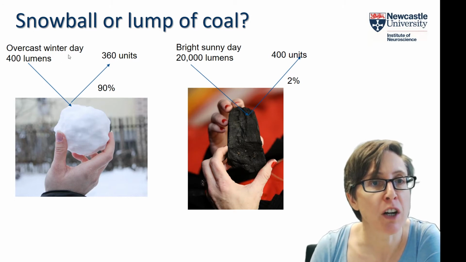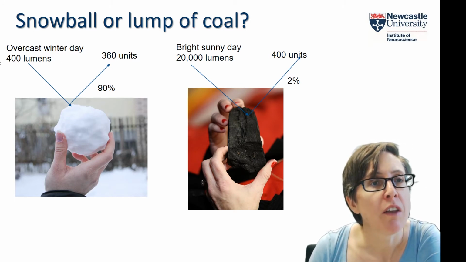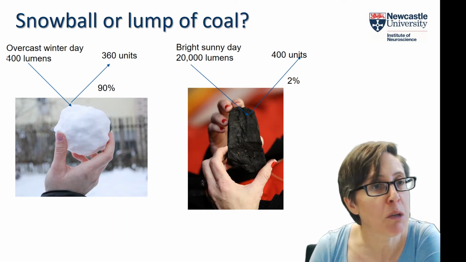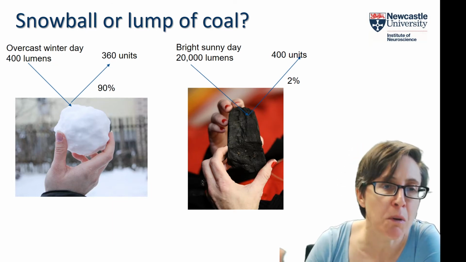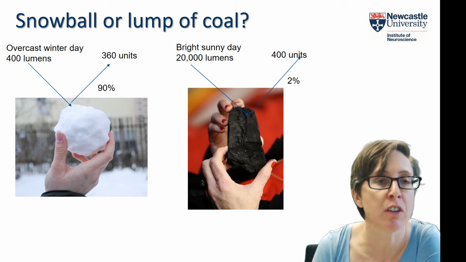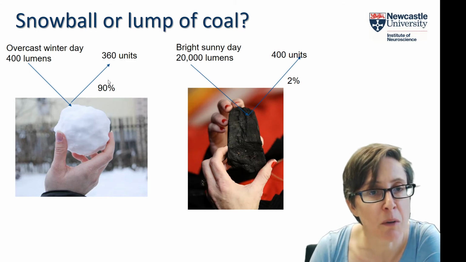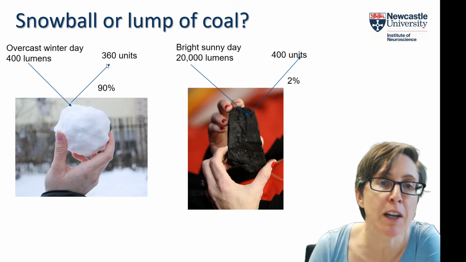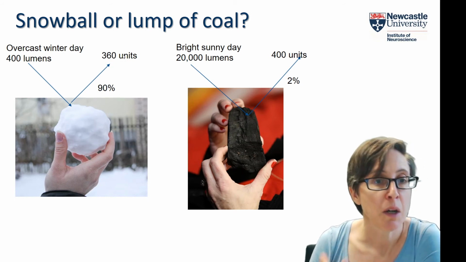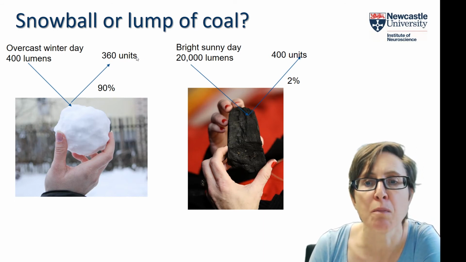If I'm on an overcast winter day, which let's face it, I probably will be if I can make a snowball, the ambient illumination might only be around 400 lumens. Don't worry about the unit, that's just a unit for describing the brightness of an environment. Now the albedo of a snowball, of snow in general, is around 90%, so it's reflecting 90% of the light that's falling on it. So the brightness of the snowball in my eye is around 360 of these units.